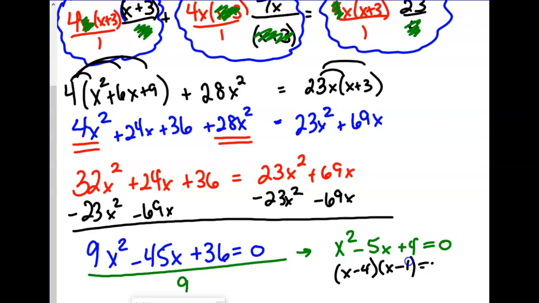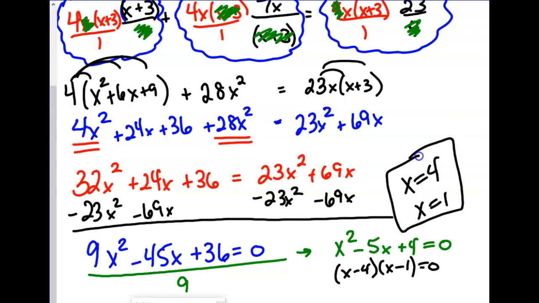Like, I could solve that in my sleep. All right, so x equals 4 and x equals 1. I lost track of my slide way at the top. Were these my excluded values at all? They were not. Okay, so keep them both.